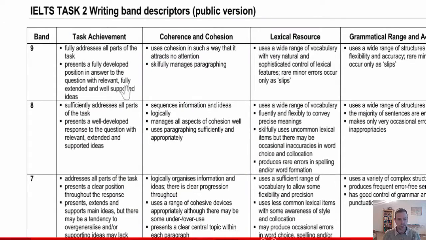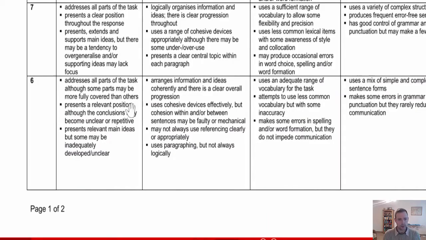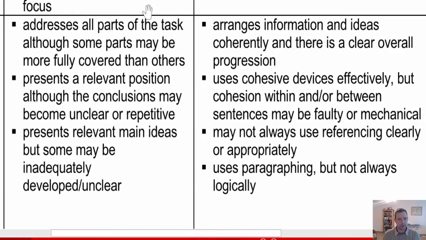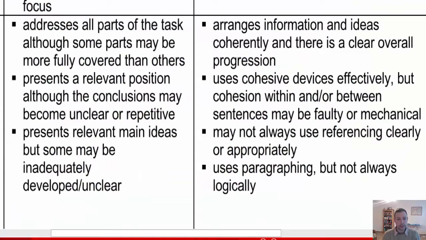So looking here at task achievement, we haven't got those relevant position. So a couple of key factors here. This is a 6 here. Addresses all parts of the task, although some parts may be more fully covered than others. So some parts have more to them than other parts. So I think that's a good point here. If we have a look at that paragraph, this one has been more covered than this one here. So that's why it's a good idea to keep it even. Then another factor here is the conclusions may become unclear.